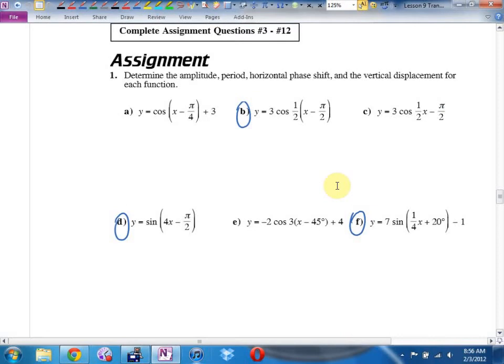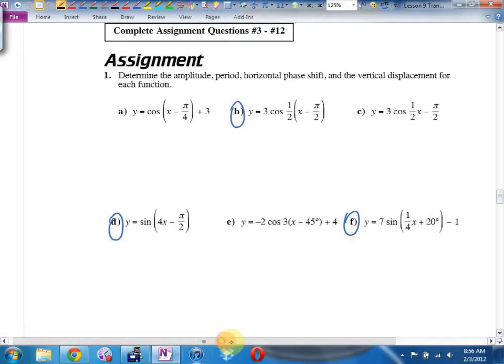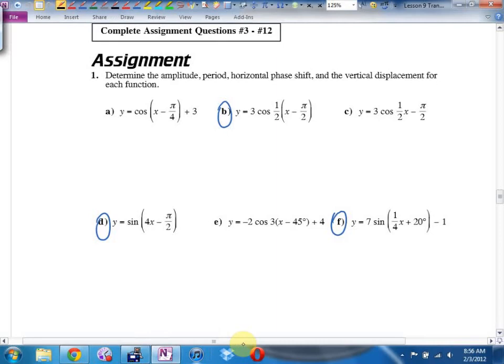1F. Did you get the amplitude okay of 7, I hope? Did you get the vertical displacement okay of -1, I hope? Because those are the easy ones. Oh, period. Now, the period is going to be 2 pi over a quarter. It's 2 pi over b. Did you get the period of 8 pi?